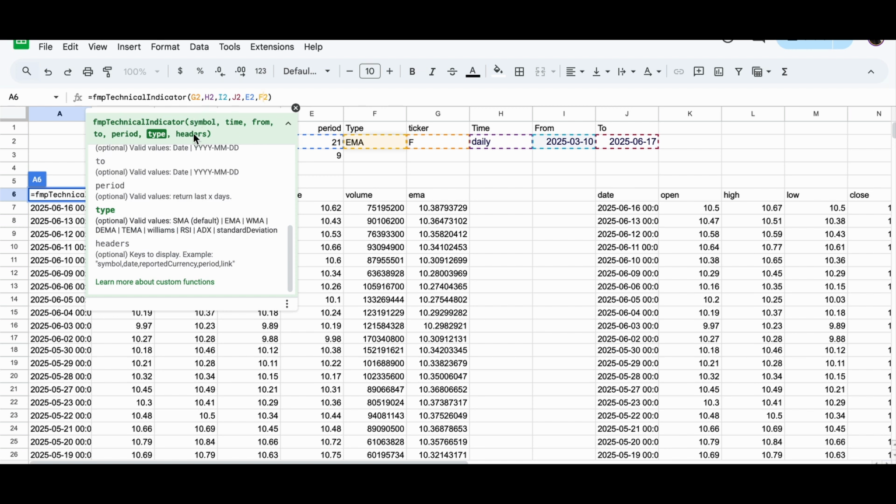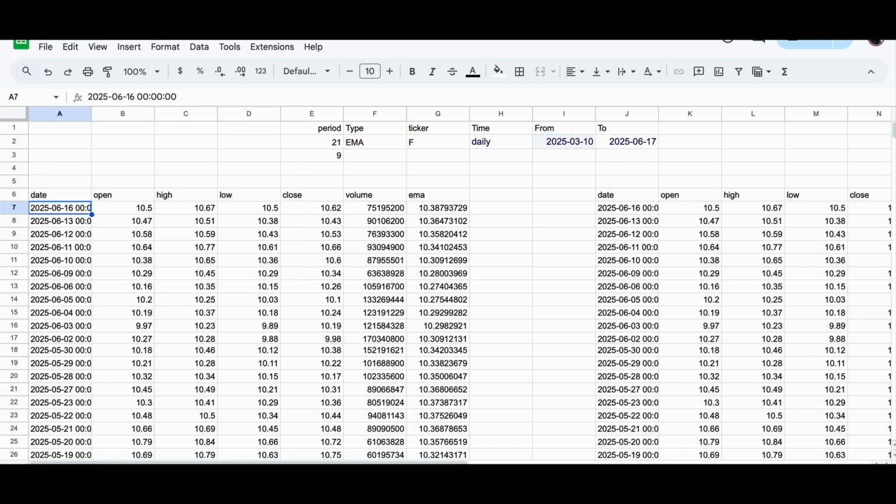Headers, we don't need it in this video, so just hit the enter button. After hitting the enter button, it will download all of those prices and all this information: the open price, high, low, close, trading volume, and it gives you the EMA, or exponential moving average, price. This is the 21-day exponential moving average.